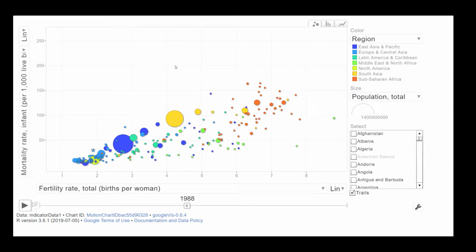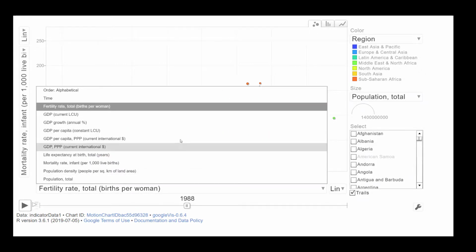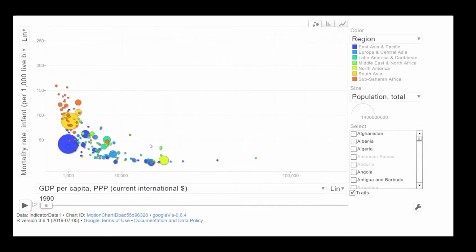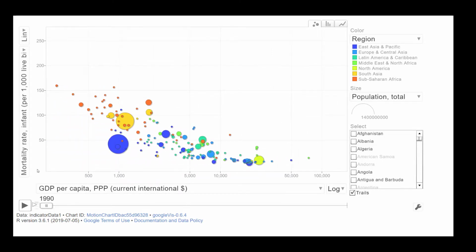But in terms of Google Charts, that's not the part that I like the most. Instead, what I like the most is the fact that you can use this as a BI tool. So if you didn't want to look at fertility rate, for instance, if you wanted to look at some economic variable, such as GDP, purchasing power parity. Now, the way this is scaled now, it doesn't mean much because of the huge range in values. So if I change this to a log scale, now I can see something very similar.